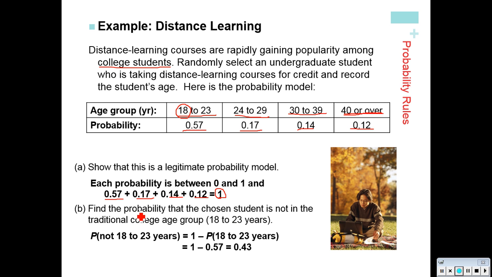And then B says, find the probability that the chosen student is not in the traditional college age group, which would be 18 to 23. Because it says that they're not in the traditional age group, that's the complement rule. So there's two different ways you could go about this. One is you could say 1 minus the probability that they are in that age group, which would be 0.43, or you could simply add the values of the groups that are not in the 18 to 23 group. So if I added 0.17 plus 0.14 plus 0.12, that would also get me the 0.43 there as well.